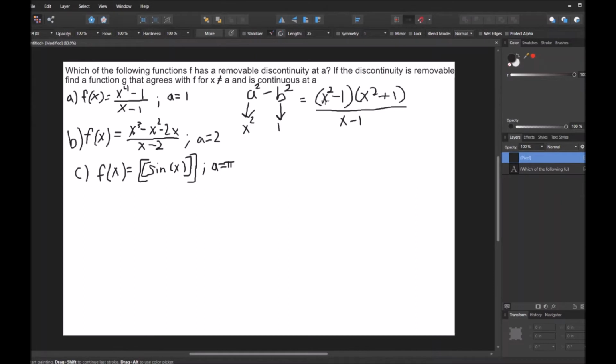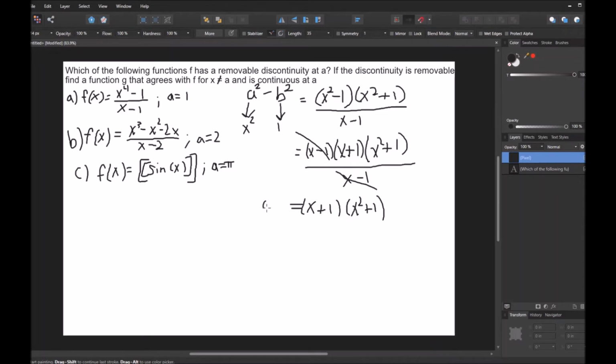But we're not done yet, because x squared minus 1 is also a squared minus b squared, but this time our a is x. So when I go to factor this out, I'm going to have x minus 1 times x plus 1 times x squared plus 1, and that's going to be all over x minus 1. And then I can cancel out these x minus 1's here, and I'm left with x plus 1 times x squared plus 1. And that would be my new g of x function.